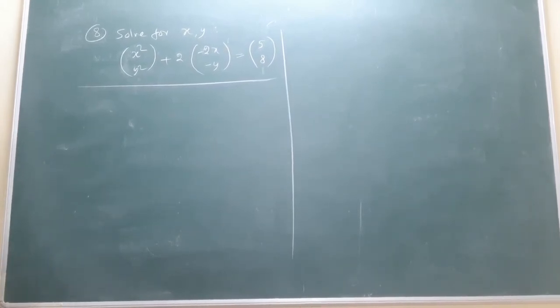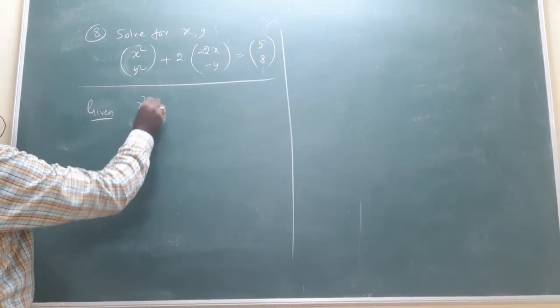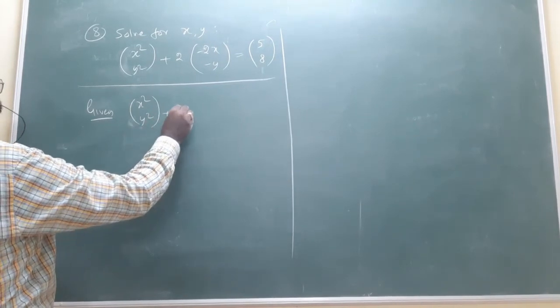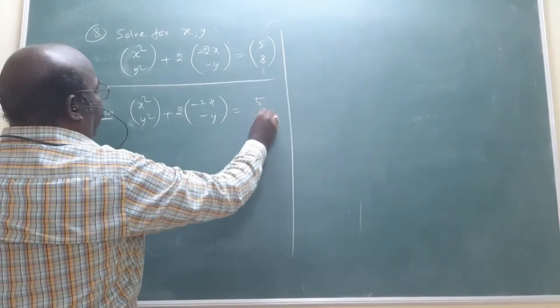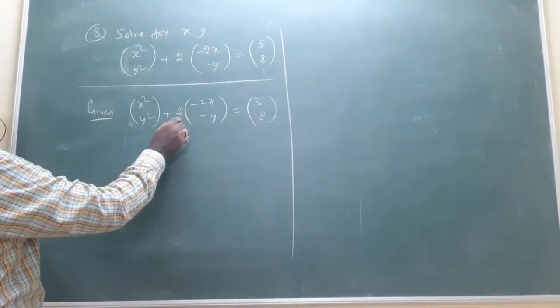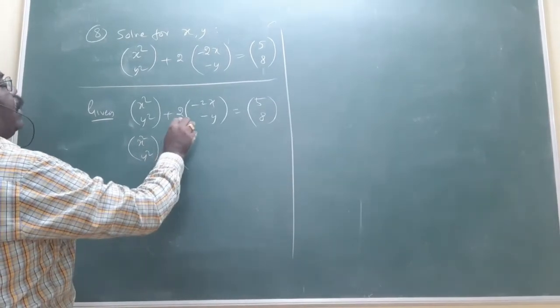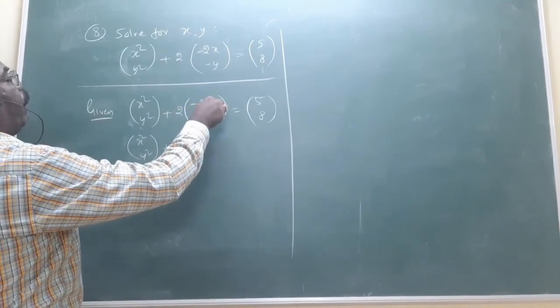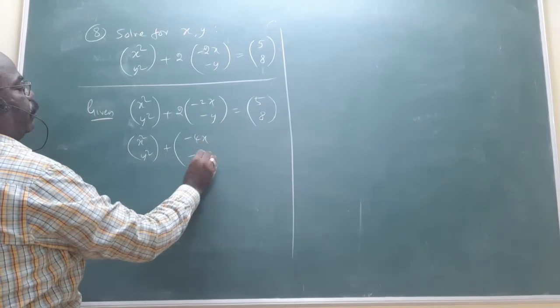Now question 8, this is the last exercise problem. Solve for x and y. What is given? You must find x and y. X square y square plus 2 into minus 2x minus y equal to 5. The 2 outside is multiplied inside. X square y square, no change at all. Plus 2 into minus 2x, that is minus 4x. 2 into minus y, minus 2y.